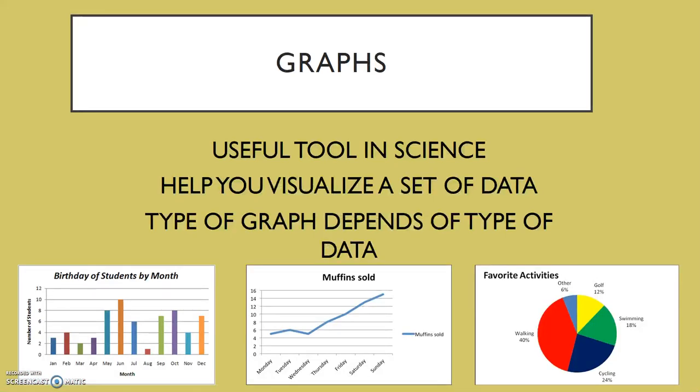After you've collected your data and you put it in a nice organized data table, you can turn that into a graph. Graphs are really useful in science because they help you to visualize your data. So it's easy to look at a graph and say, okay, well, I can see who has the most birthdays by month, or which day of the week I sold the most muffins, or what the favorite activity is of people. So you can easily look at the data, and the type of graph that you make really is going to depend on the type of data that you've collected. So for our example for favorite sports, we're going to turn that into a bar graph, which you'll see in a moment.